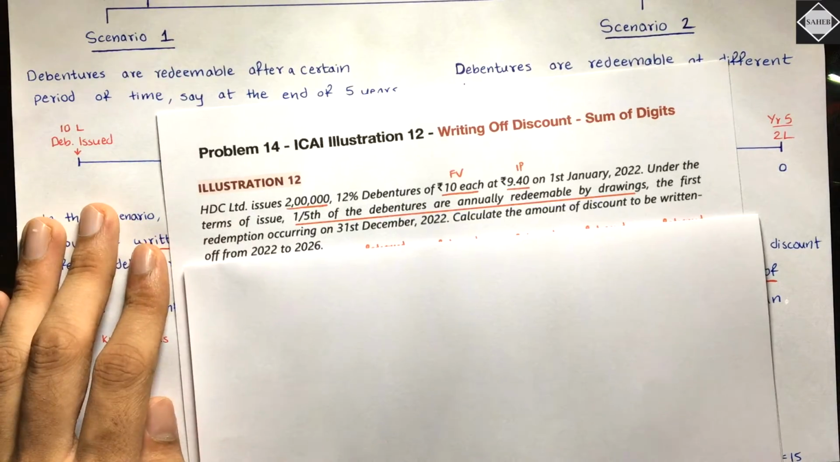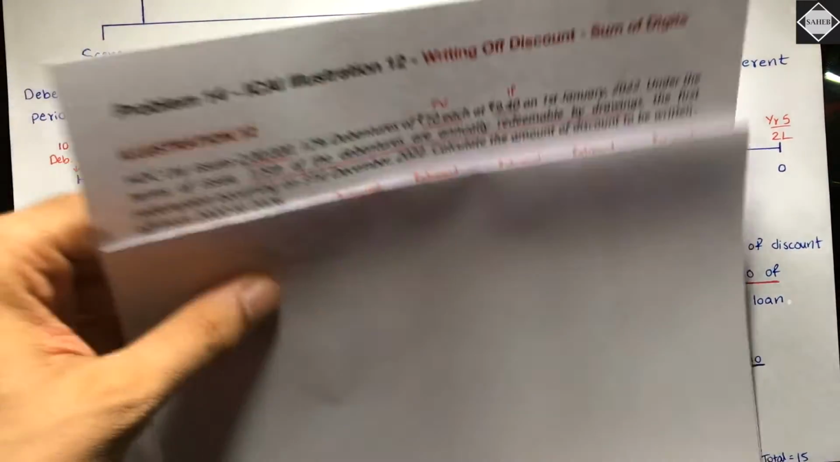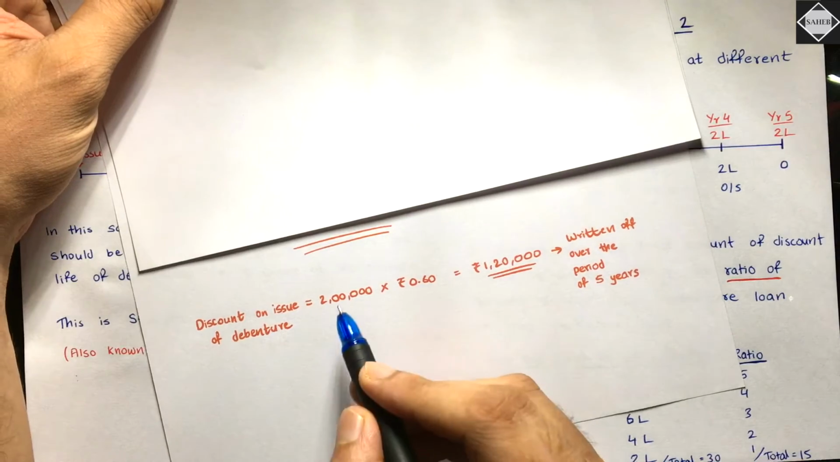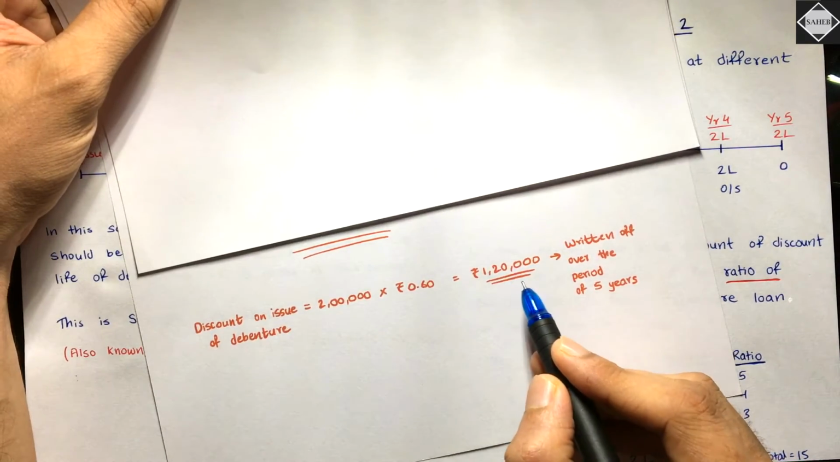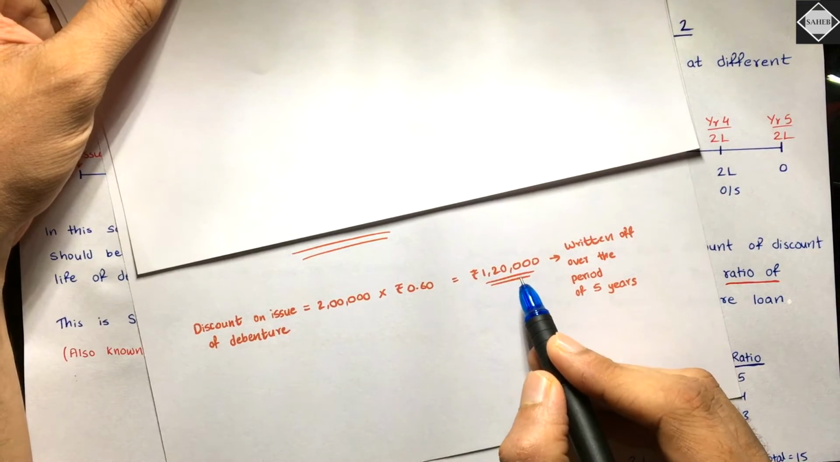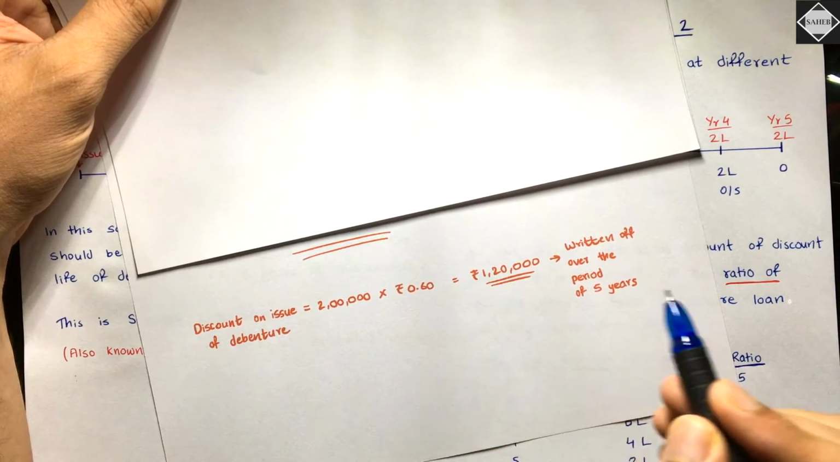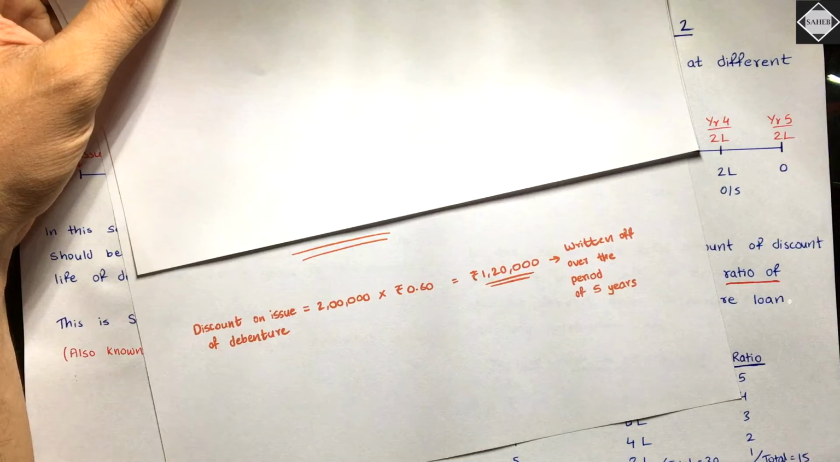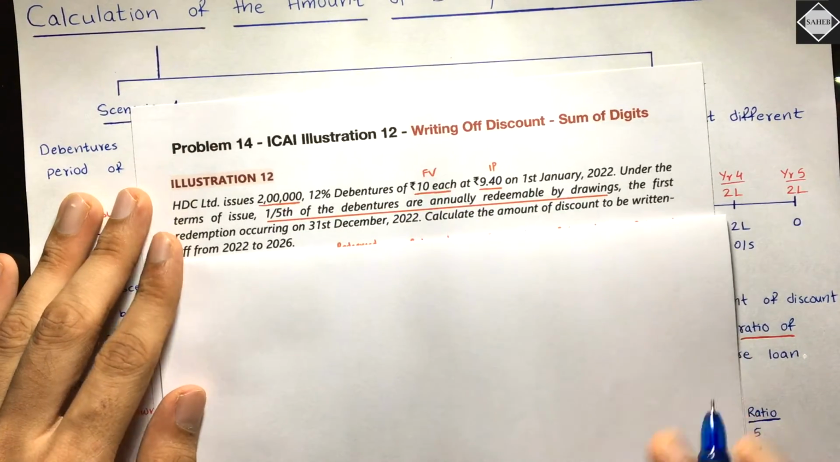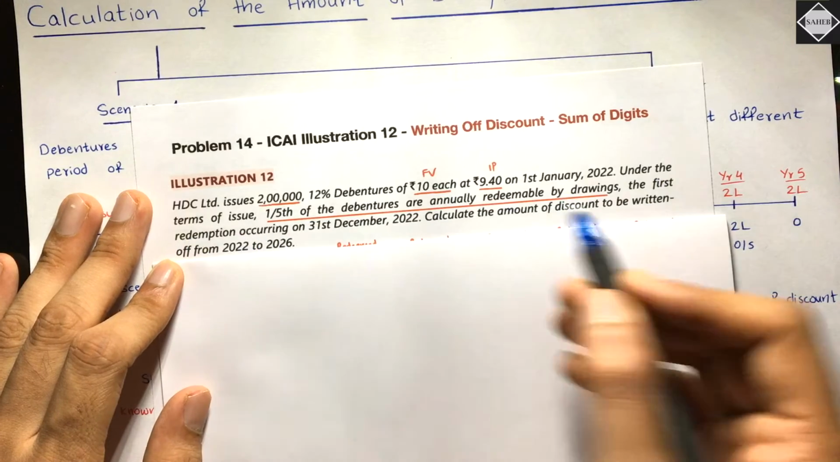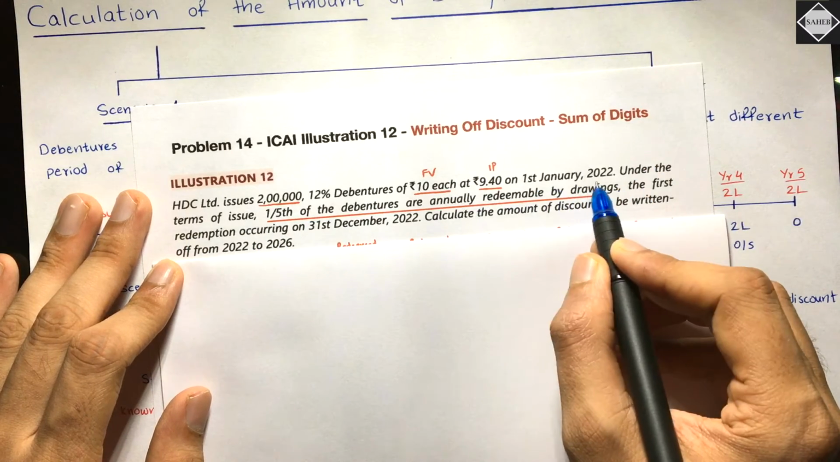Can we calculate the discount immediately? Yes, see here, discount on issue of debentures: 2 lakh number of debentures into 0.60, that's equal to 1,20,000 rupees. This is the total discount that we have to write off. Is it clear? Simple and straightforward. You understood that. Now see, under the terms of issue, this issue happened on 1st January 2022.